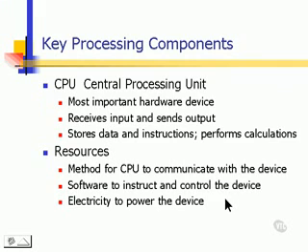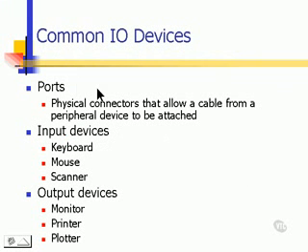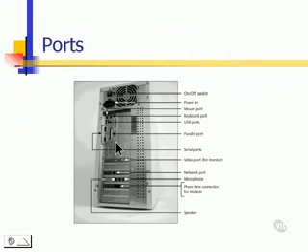Common input-output devices include ports, which are physical connectors that allow a cable from a peripheral device to be attached. Input devices like keyboards, mice, or scanners, and then output devices like monitors, printers, or plotters. We can see ports on the back of any common computer. You've probably seen these on the back of a computer, and we'll be discussing in greater detail in later lessons what the different types of ports are. But there are parallel ports, for example, for printers, serial ports for other devices, there are network ports, phone ports, speaker ports.